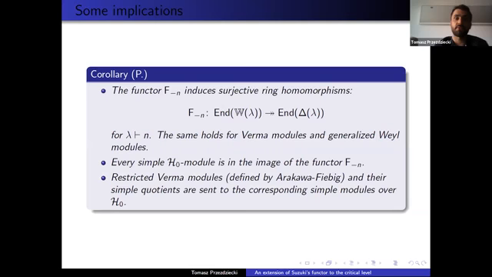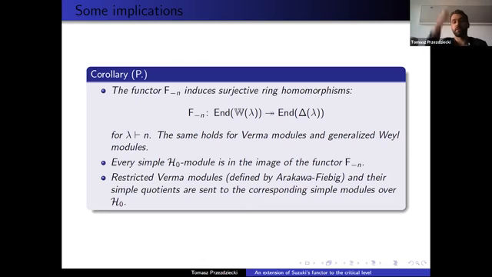So this allows us to say a little bit more about the representation theory. In particular, we can deduce that the homomorphisms between the endomorphism rings of these Weil modules and also the Verma modules are surjective. We can also deduce that every simple module for the Cherednik algebra lies inside of the image of this functor. And moreover, there are these restricted Verma modules, which were defined by Arakawa and Fiebig.